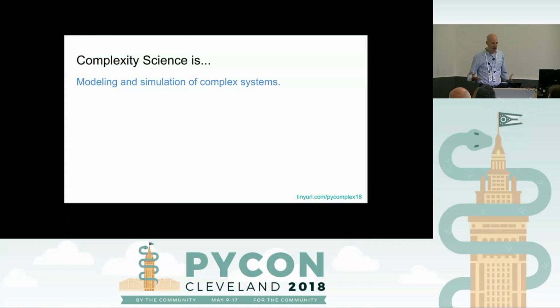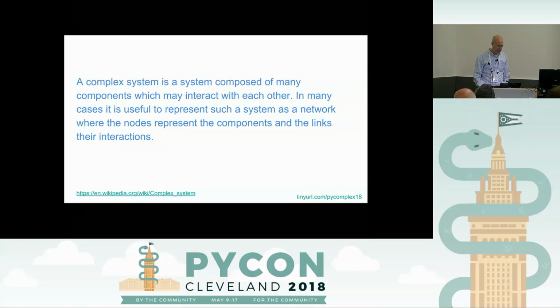So one definition is that complexity science is about the modeling and simulation of complex systems, not the most useful definition. A complex system is a system that's made up of components. They interact with each other. And very often, the way we're going to represent that system is by a network that has nodes for each of the components and edges, or links, that represent the interactions.